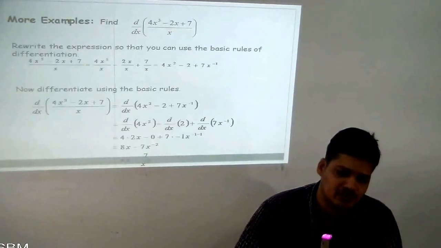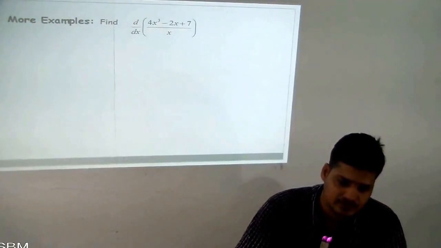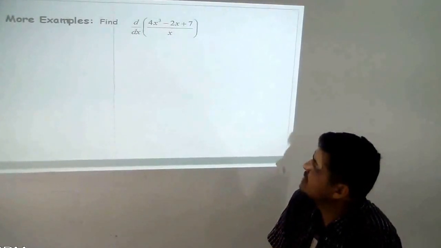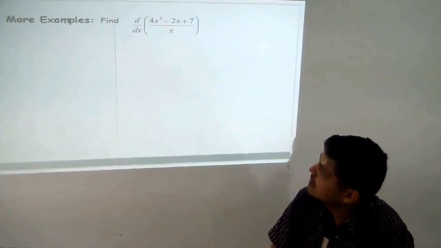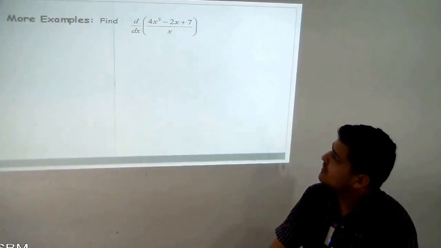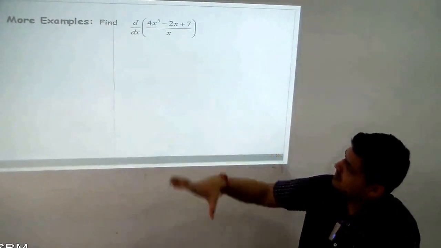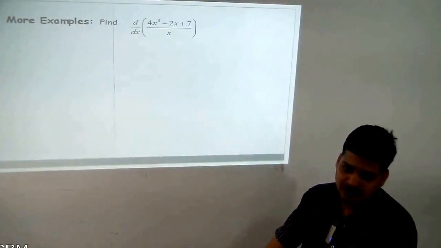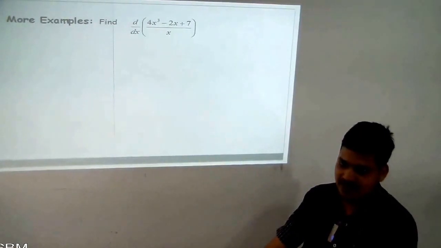Then we need to solve this question: d/dx of (4x cube minus 2x plus 7) by x. We need to find the differentiation of this value. So how will you solve this?